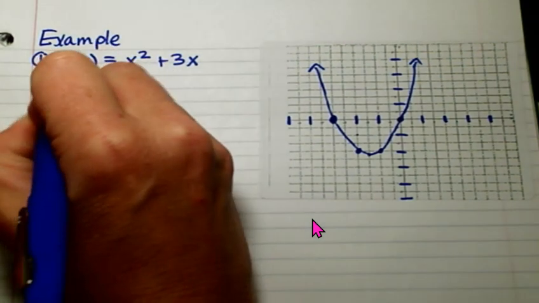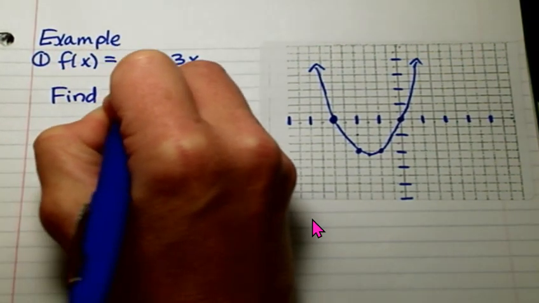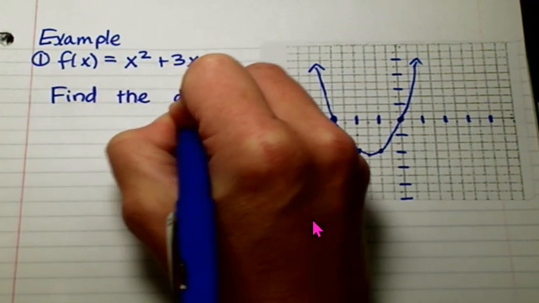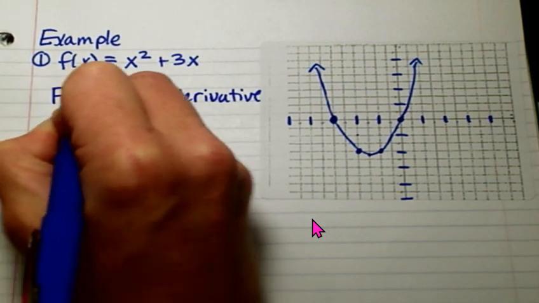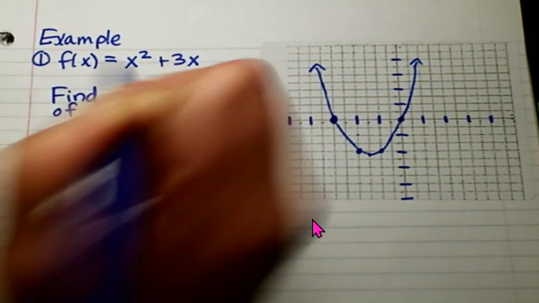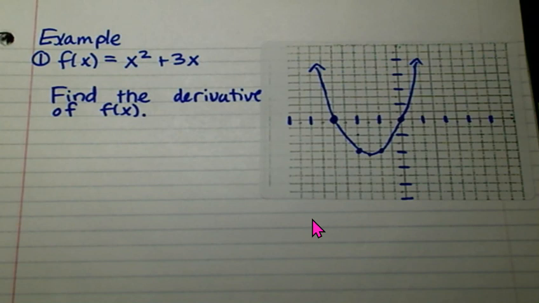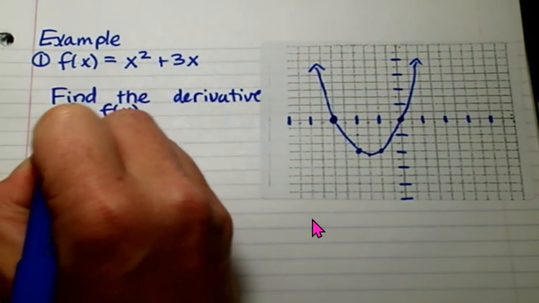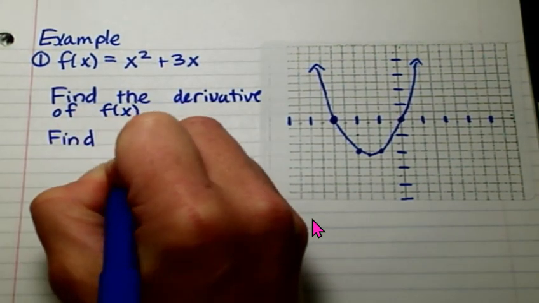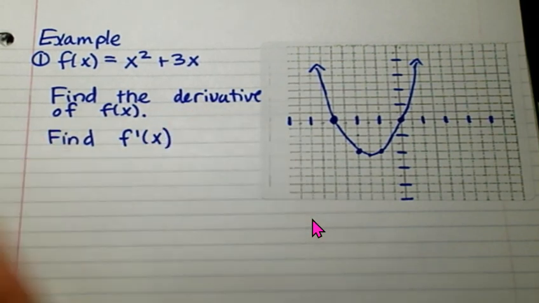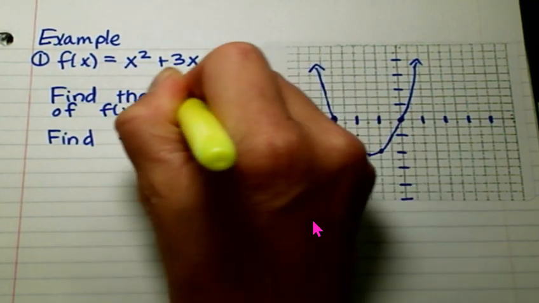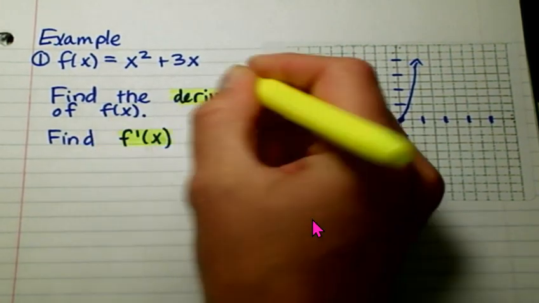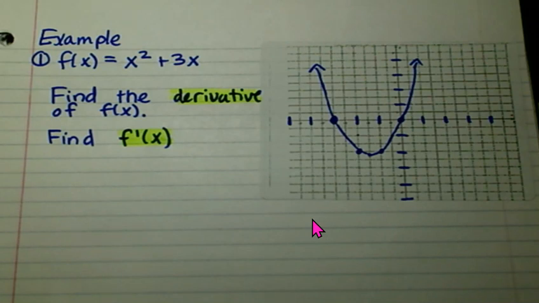Question. Find the derivative of f of x. Find the derivative. Okay. Find f prime of x. Okay, so derivative is the key word, right? Remember, those two things are interchangeable. They mean the same thing.